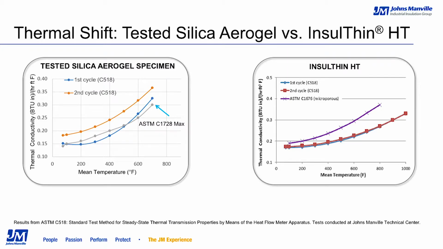So let's look at some K-curve charts. On the left, you're going to see tested silica aerogel. On the right, you're going to see Insulthin HT.